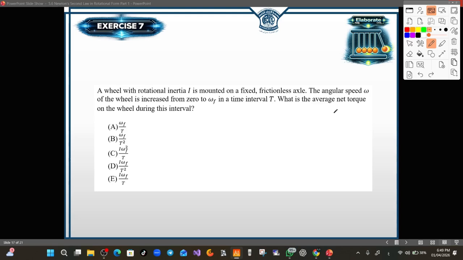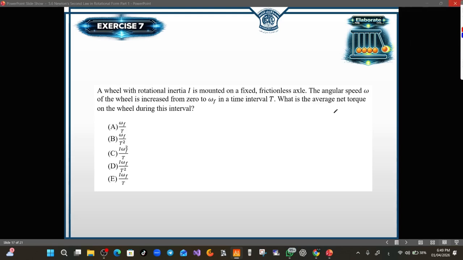A wheel with a rotational inertia I is mounted on a fixed frictionless axle. The angular speed omega of the wheel is increased from 0 to omega final in time interval capital T. What is the average net torque on the wheel during this interval?